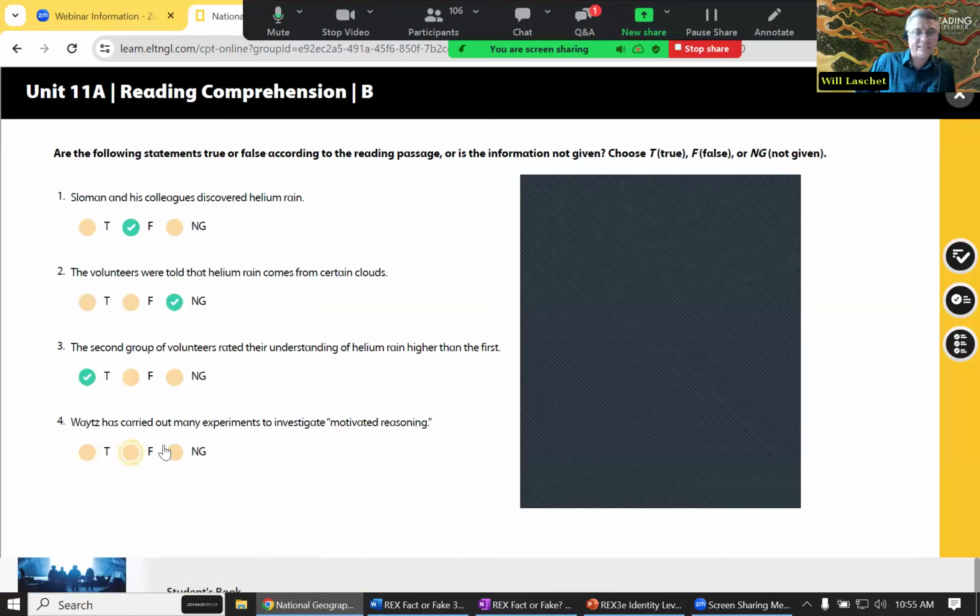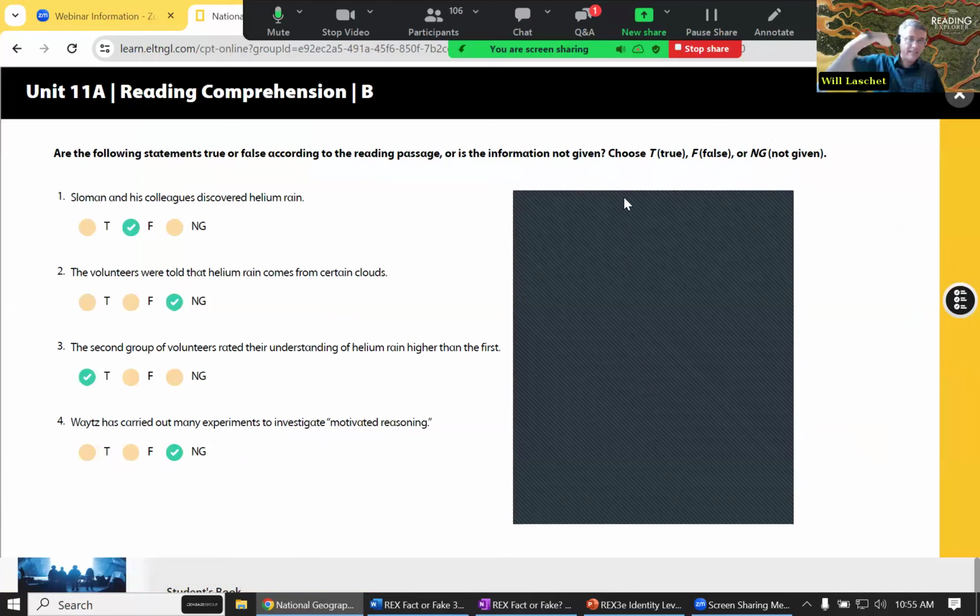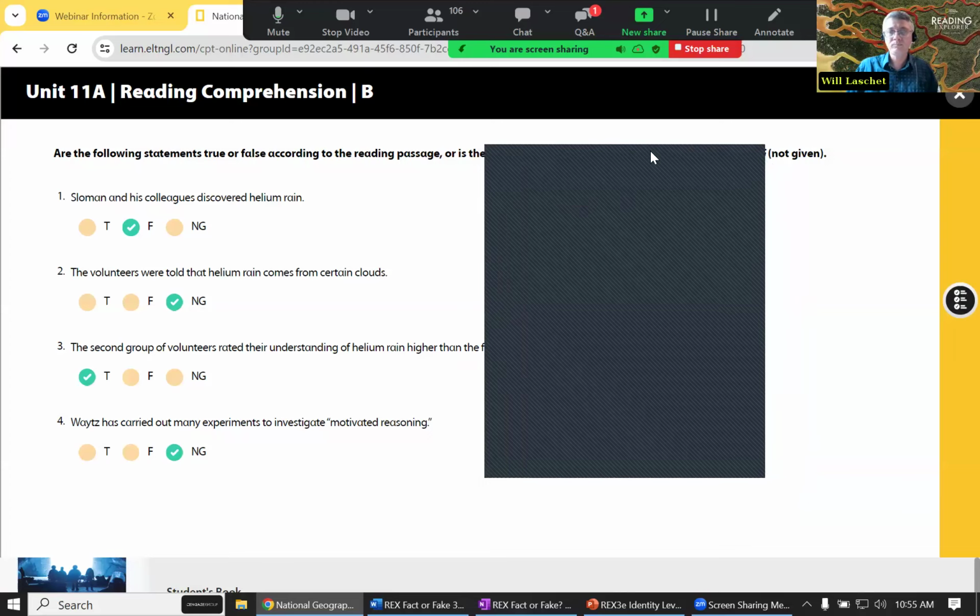And the last one, Waits has carried out many experiments to investigate motivated reasoning. We said not given, and the answer is not given. So give yourself a pat on the back. We got all of those 100% correct.